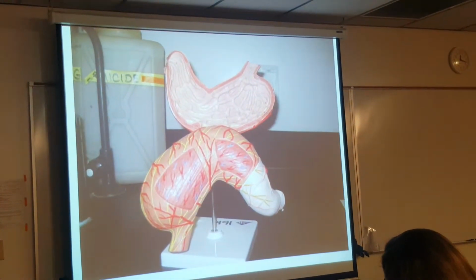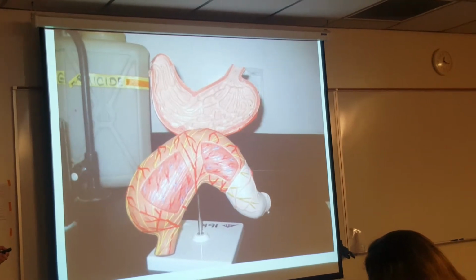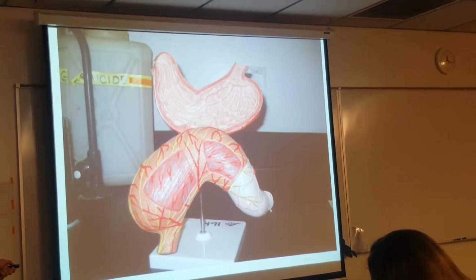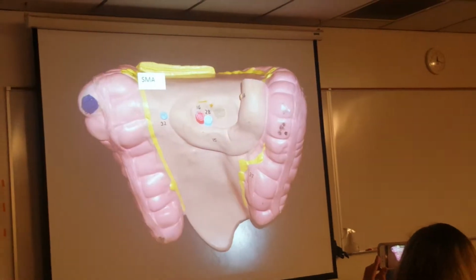The muscle layers are shown. This layer is oblique, that's circular, and there's a longitudinal layer out here. That's the serosa. That's all I see for these pictures of the stomach.